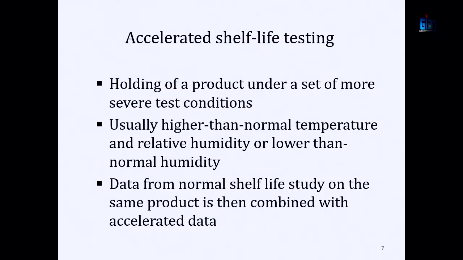Okay, so as we say, in accelerated shelf life testing, you store the product under more severe test conditions, so that those severe test conditions give you lower shelf life and you can finish the experiment quickly, and then using the mathematics, you predict back what will happen at normal storage condition, correct? What would be the drawback with this kind of accelerated shelf life testing?